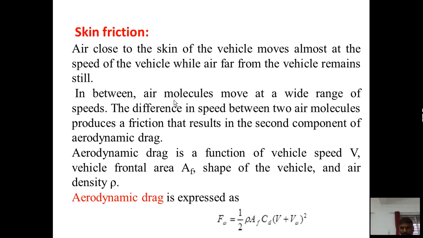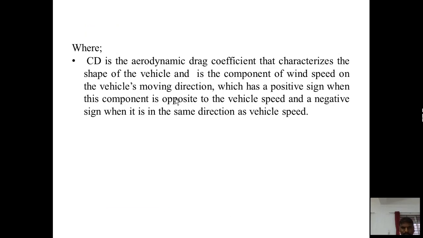Aerodynamic drag is a function of vehicle speed V, vehicle frontal area A_f, shape of the vehicle, and air density rho. It is represented as F_w equal to 1/2 rho A_f C_D (V plus V_w) the whole squared, where C_D is the aerodynamic drag coefficient that characterizes the shape of the vehicle, and V_w is the component of wind speed in the vehicle moving direction, which has a positive sign when this component is opposite to the vehicle speed and a negative sign when it is in the same direction as vehicle speed.